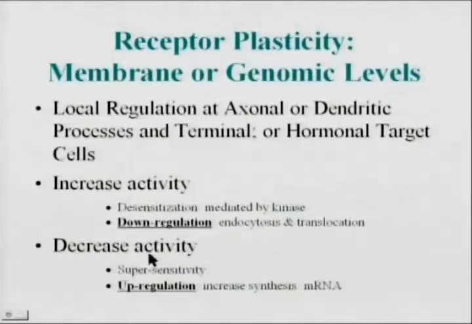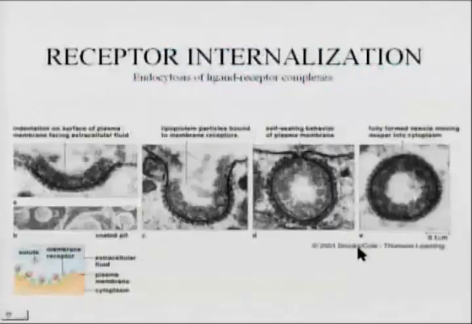Or if there's a decreased activity at the receptor, decreased amount of the extracellular chemical messenger, you can get supersensitivity. So the opposite of this, from a basal homeostatic level to an increased responsiveness to a small amount of the transmitter. As well, there can be upregulation to increase the synthesis. Remember, messenger RNA levels would go up, protein levels go up, insert it in the membrane, and then there's more available to be activated by the low level of the chemical messenger extracellularly.